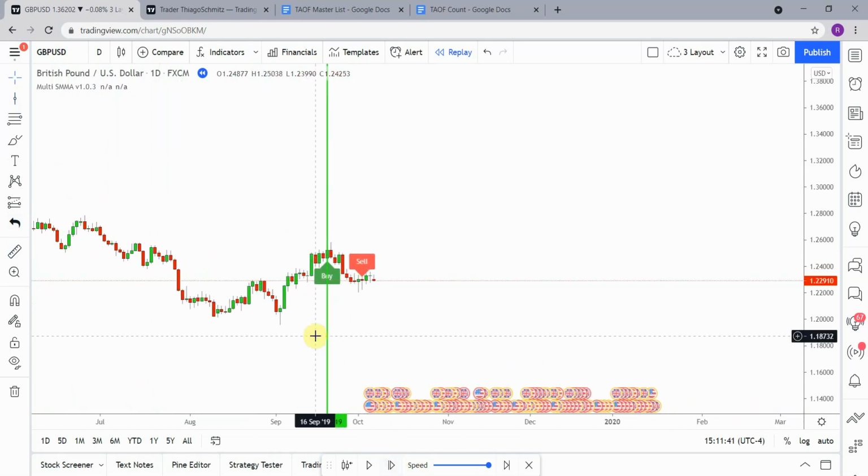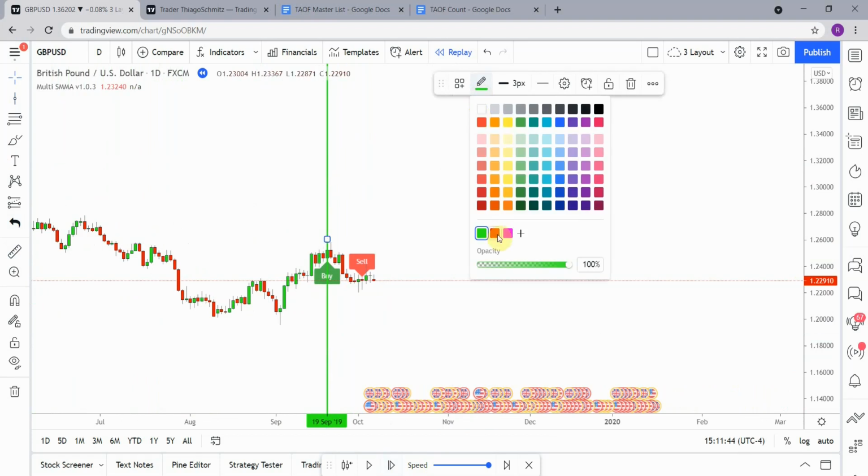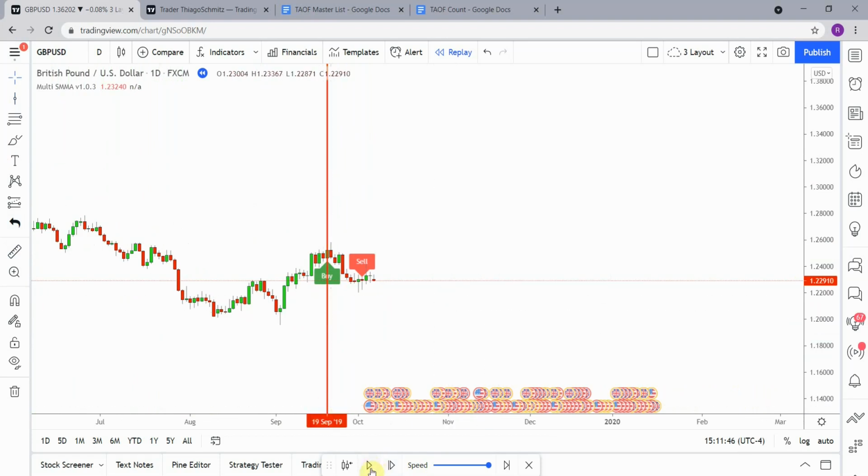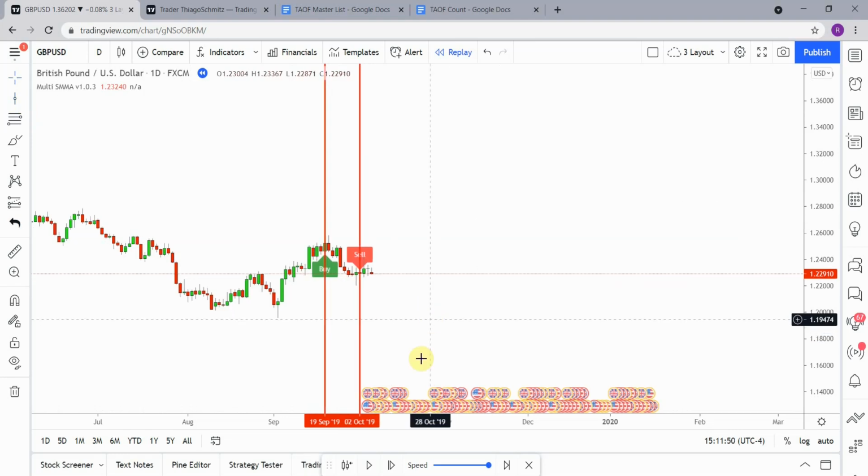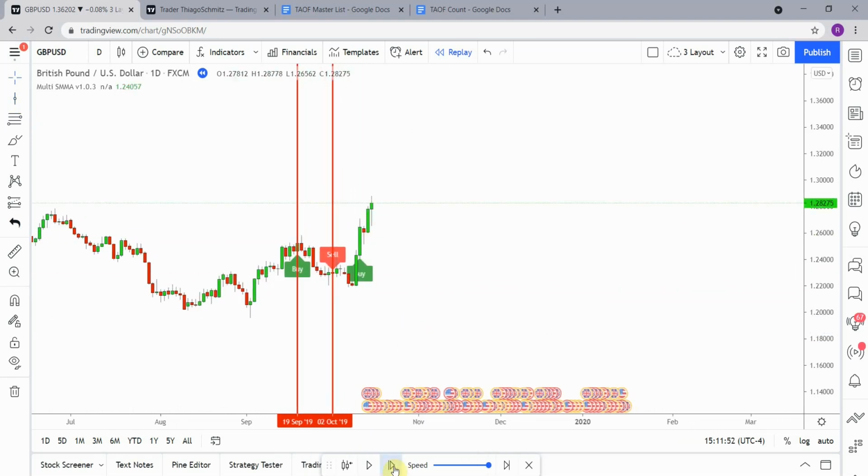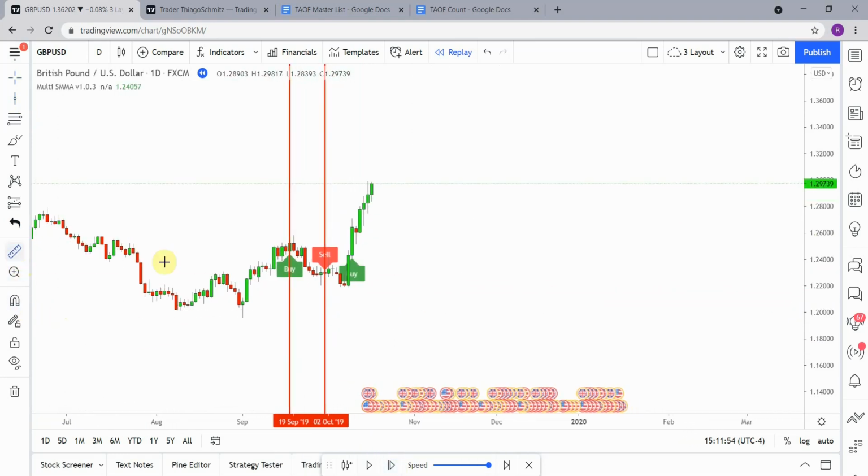Play it forward a little bit. Unfortunately, that one is going to get us stopped out. Let me pick up a sell right there on that one. Not sure if we quite got to take profit. Let's see.